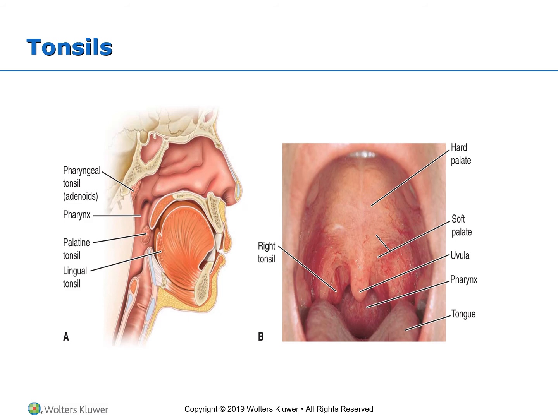You can see that by having those three very strategically positioned areas of lymphoid tissue, they make a ring, a circle around those areas that can have pathogens invading our body. We can remove them. Usually the lingual tonsils will not cause problems. Those that cause problems are the palatine and the pharyngeal ones.